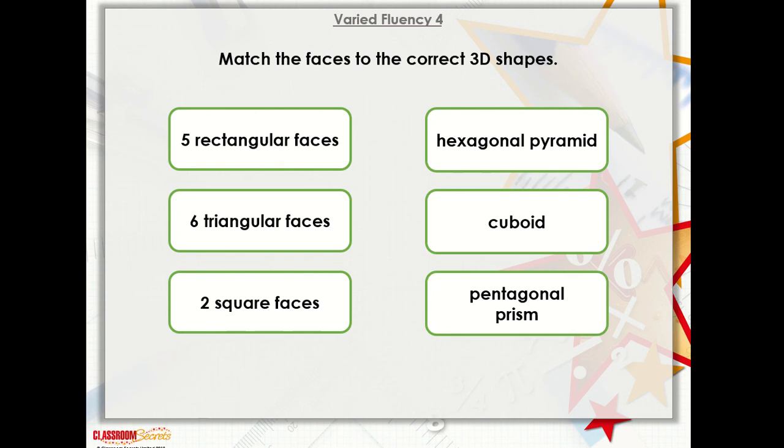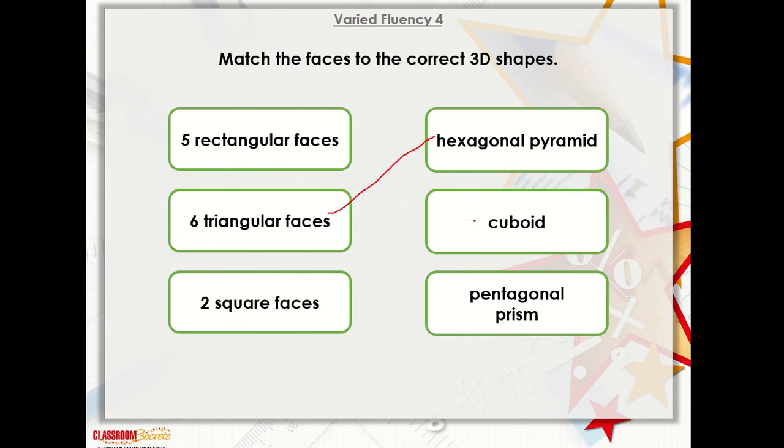Now I've got to match the faces to the correct 3D shapes. So I need to know what these shapes are. And if I'm not sure, I need to look it up and find out. If it's a hexagonal pyramid, well, I know that the bottom of it, the base, is a hexagon, which means it's got 6 sides. And if it's a pyramid, it's got triangular faces rising to a point, and it will have 6 triangular faces because a hexagon has got 6 sides. So I'm going to match it to that one, 6 triangular faces.